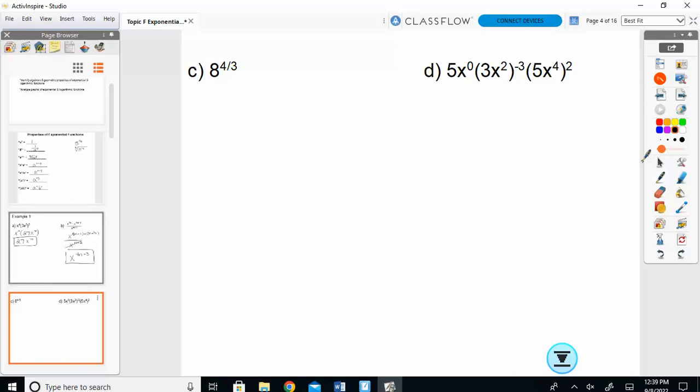C. If I wanted to do this without just grabbing a calculator, how do I rewrite it? What is the cube root of 8? 2. And to the 4th power?